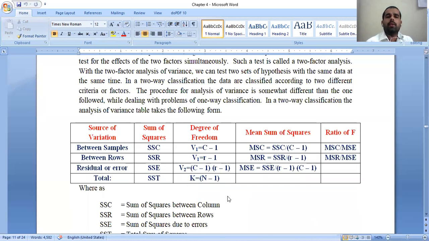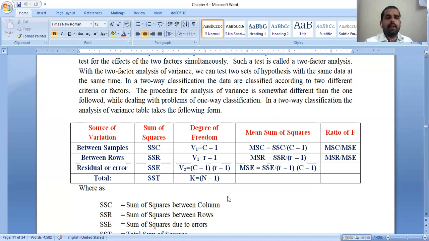In the next class, we are going to solve a problem regarding two-factor analysis. In that case, you will get good clarity regarding what a two-factor analysis is. So observe carefully. This is a small procedure, and it is customary that after getting the SSC and SSR values, we interpret them in the form of one-way classification.